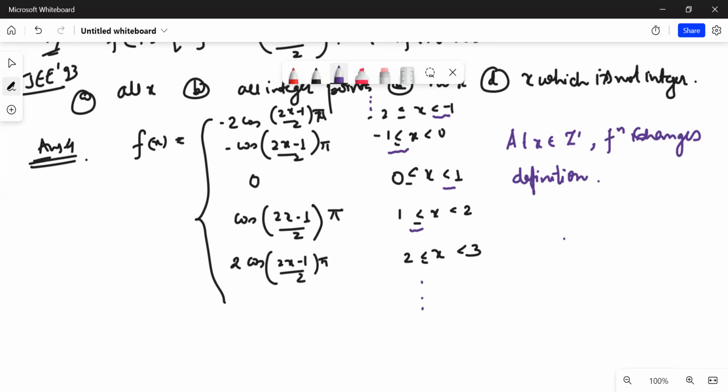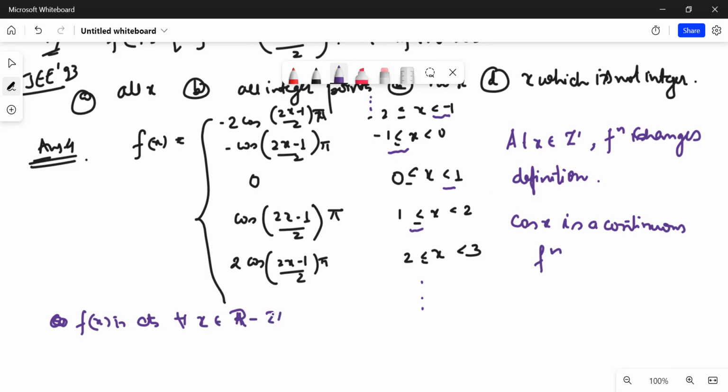In between, you know that cos x is a continuous function. You know this thing. Sin x and cosine x are continuous functions. So your function f of x is continuous for all x except integers. ये तो पक्का है कि इनके लिए continuous है. देखो cos continuous होता है, so your function is continuous between -2 including to -1 not including. Your function is continuous for -1 including to 0 not including. मतलब ये सारे फंक्शन तो कंटिन्यूस है.